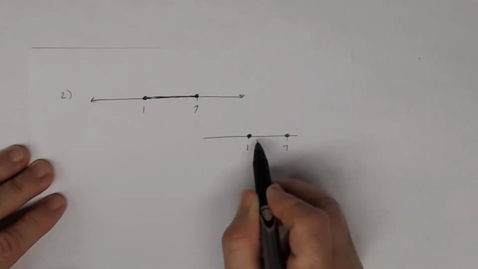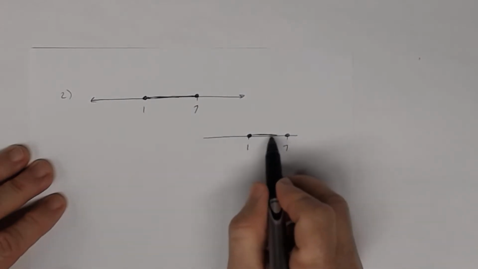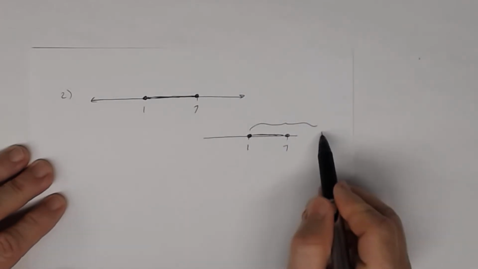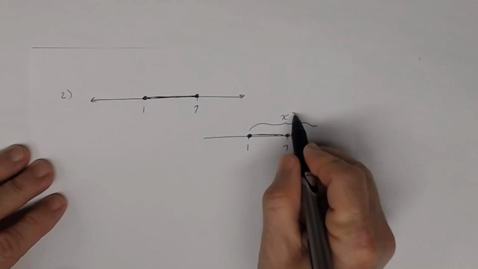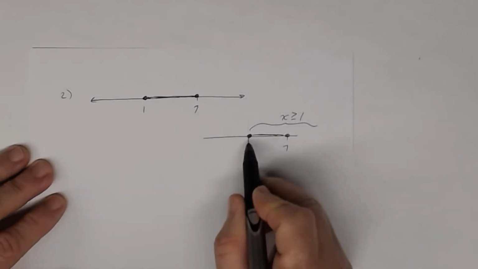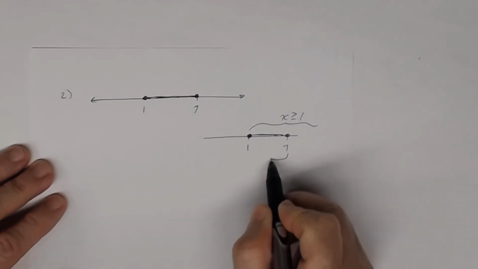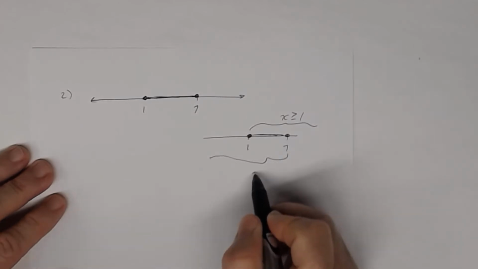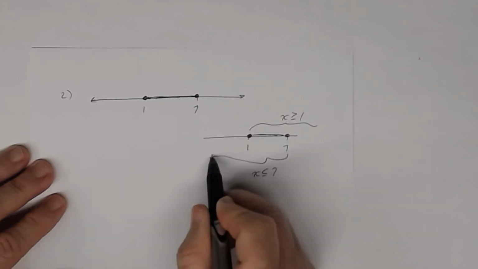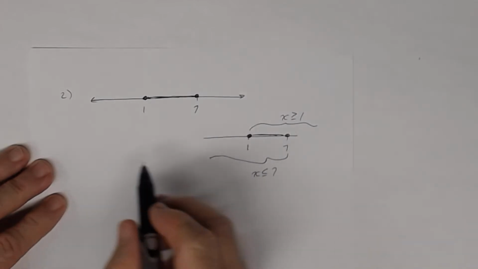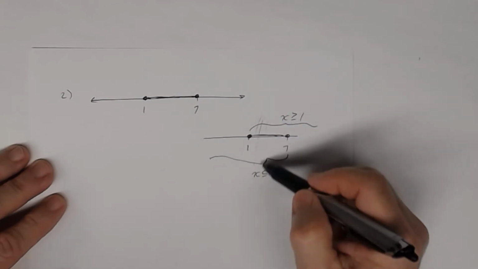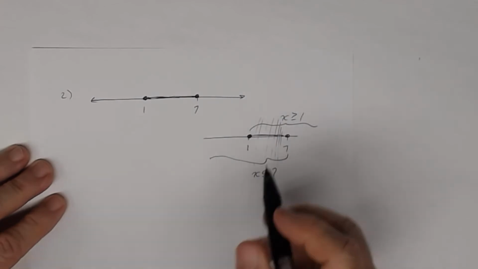So that means both of those are included. And let me go ahead and shade it in. So this part here, from here to infinity, means that x is greater than or equal to 1. This part here means x is less than or equal to 7. All right? So notice, though, x is greater than or equal to 1 and x is less than or equal to 7. That's that intersection right here.